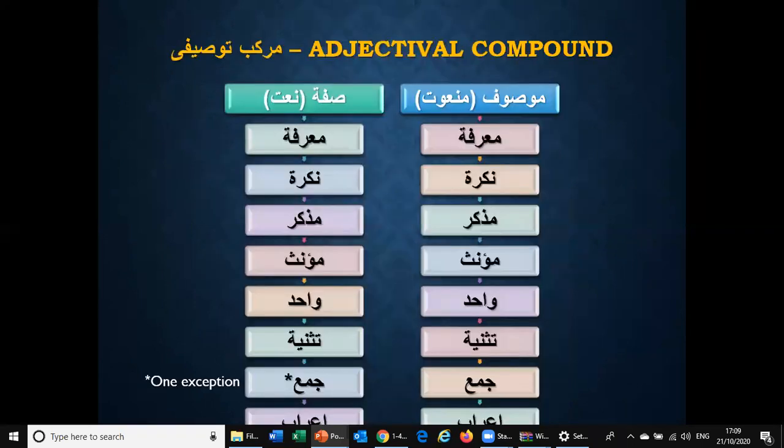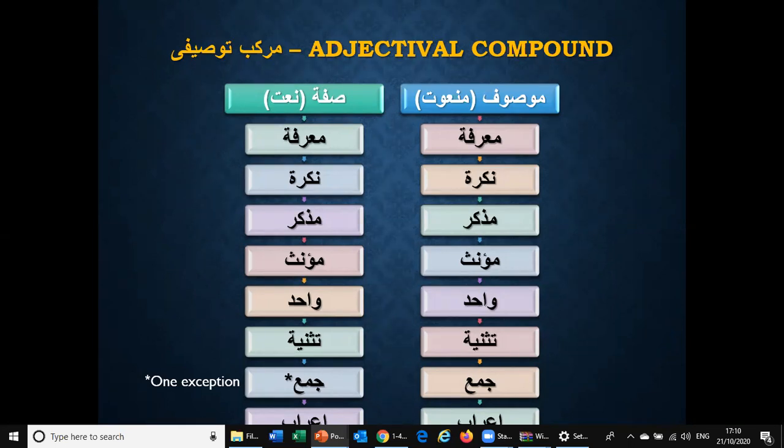So murakkab tawsifi was the first one we then discussed, and it has two parts. As I said, there'll be two nouns together. First part is called mawsuf, second part is called sifa. Mawsuf is the being which is described, and sifa is the attribute. They should correspond to each other. If this is ma'rifa, that should be ma'rifa. If this is nakira, that should be nakira. If mawsuf is mudhakkar, then the sifa should be mudhakkar. Likewise, in all different levels, they should correspond to each other, with one exception.